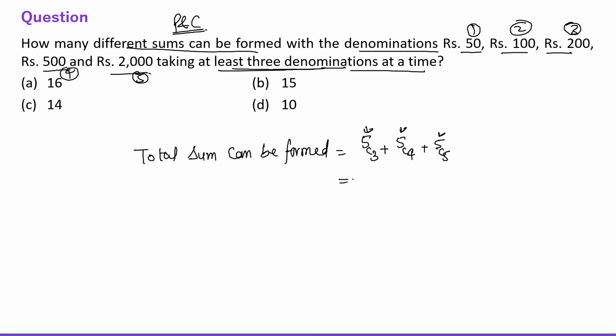So just add them. 5C3 is 10, 5C4 is 5 and 5C5 is 1. So this is 16. 16 total ways are possible, or 16 different sums you can say. The correct answer is option A, which is 16. Okay, now let's move to the other question.